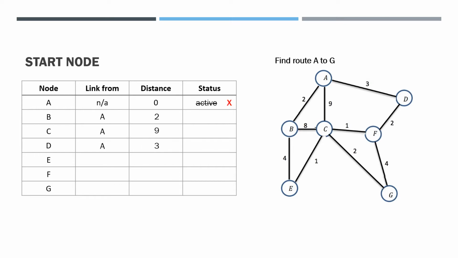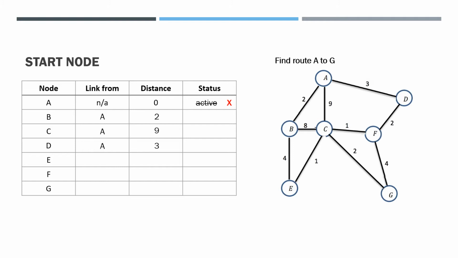A is now finished, so I cross out the word active, and you could write the word done, or this time round I'm putting an X. It's just to remind me not to go back to that node. It's easy to remember when there's only one, but gradually as the table fills up, it's convenient to keep track of which nodes are done.